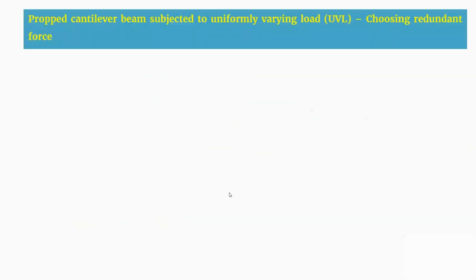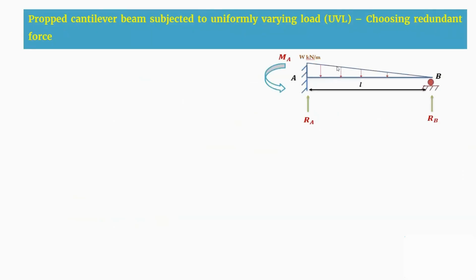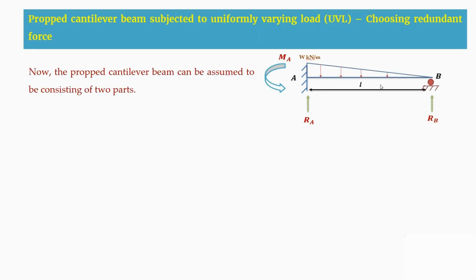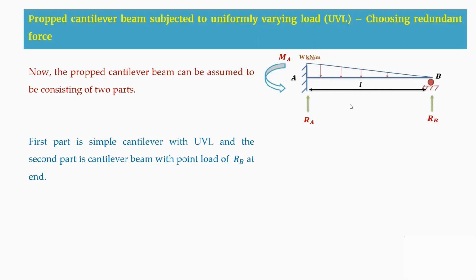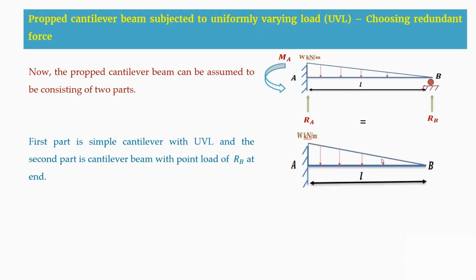Coming to the next one, here you are going to choose the redundant force or redundant reaction, you can also say. As we know, this is the given beam, a proper cantilever beam, which is having a uniformly varying load. Now this proper cantilever beam is assumed to consist of 2 parts. The first part is nothing but a simple cantilever beam. You can see here, this is a simple cantilever beam, which is carrying a uniformly varying load only. Here I am removing the roller support. So this is a basic cantilever beam with a UVL.